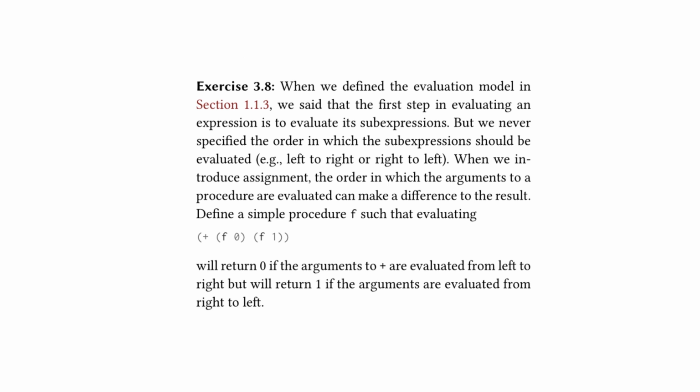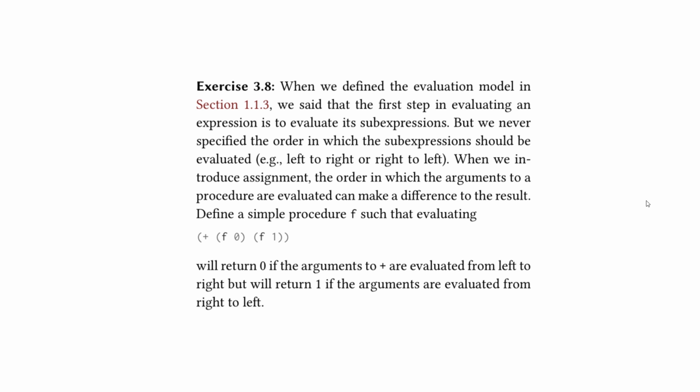And last but not least, our final exercise of chapter 3.1, exercise 3.8, which reads: when we defined the evaluation model in section 1.1.3, we said that the first step in evaluating an expression is to evaluate its subexpressions, but we never specified the order in which these subexpressions should be evaluated, for example left to right or right to left. When we introduce assignment, the order in which the arguments to a procedure are evaluated can make a difference to the result. Define a simple procedure f such that evaluating (+ (f 0) (f 1)) will return 0 if the arguments to plus are evaluated from left to right, but will return 1 if the arguments are evaluated from right to left.